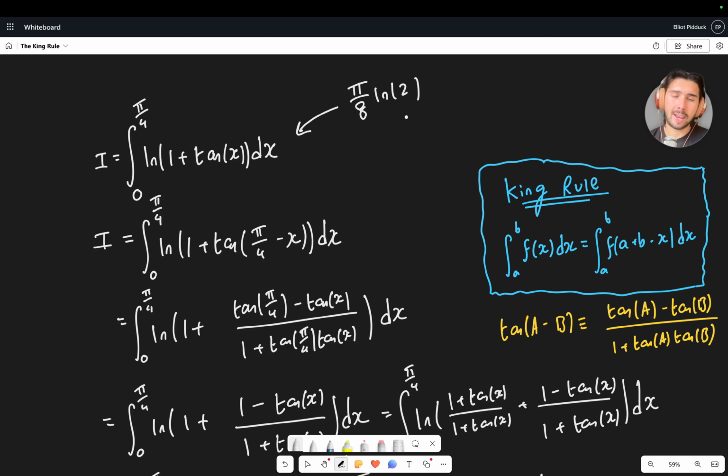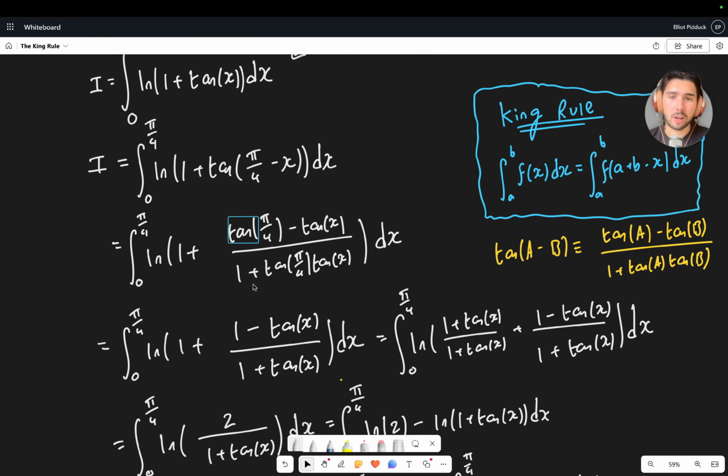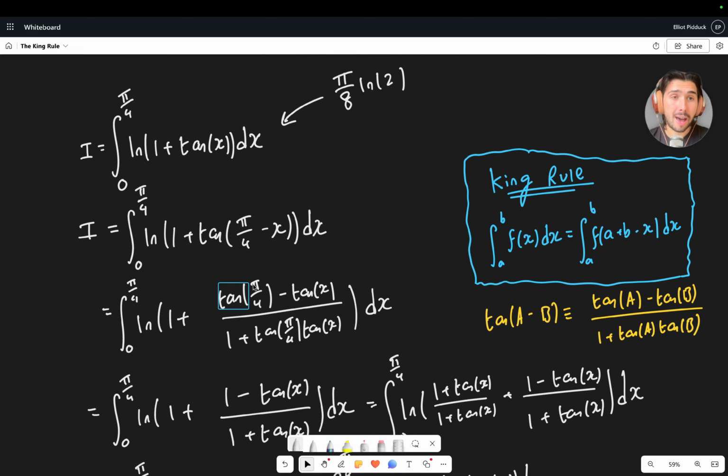It's got a bit of ln, got a bit of pi, really cool stuff. So the way that we've done that, again, is by using this king rule. We start off with something that we can't really do much with. We end up doing the king rule. We get another expression and it all just kind of falls into place. So this is a really powerful idea.